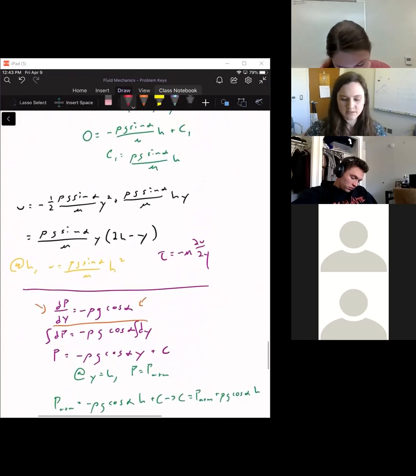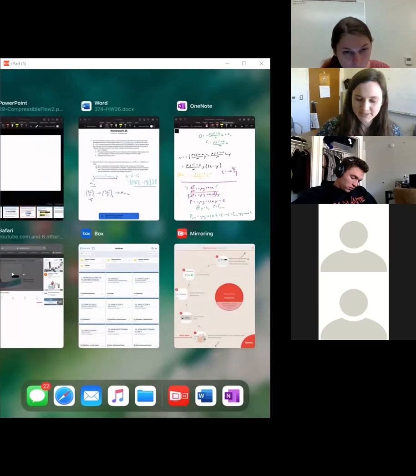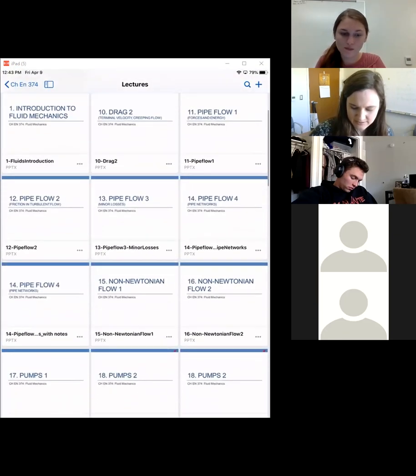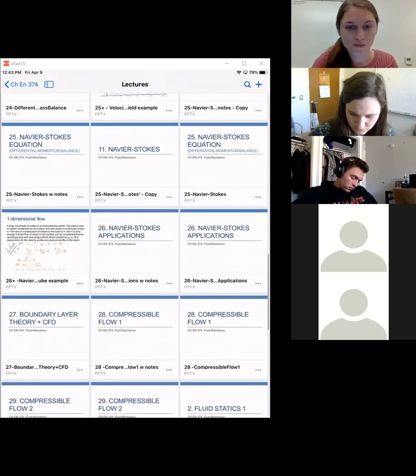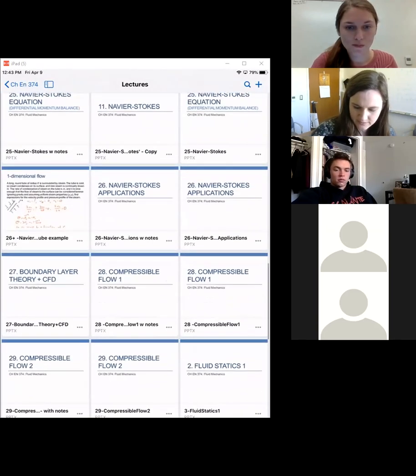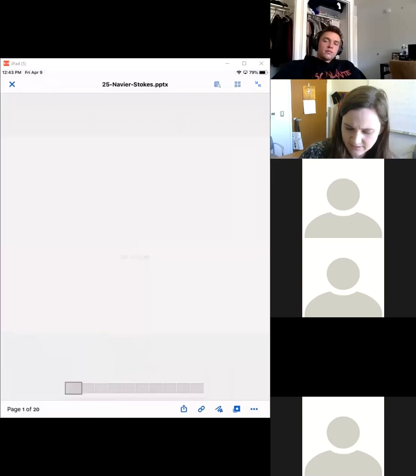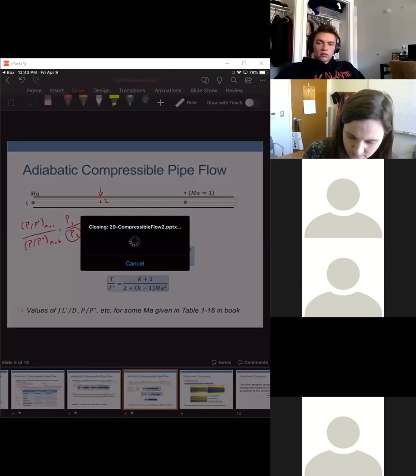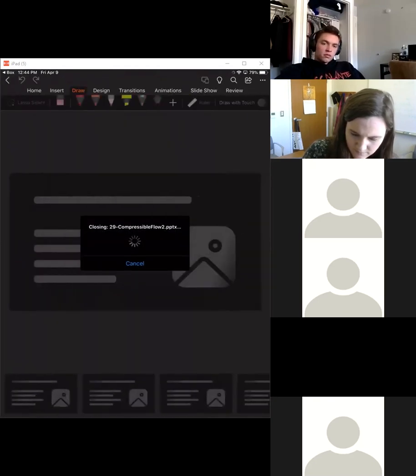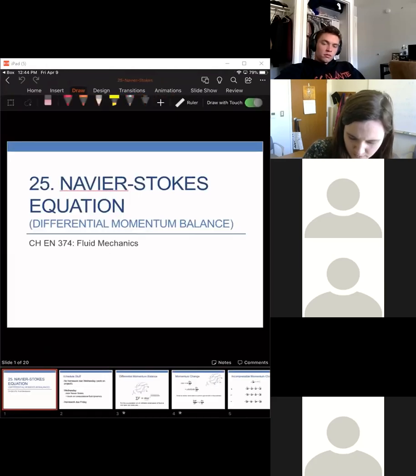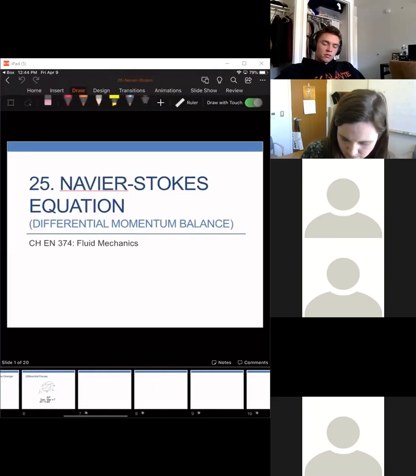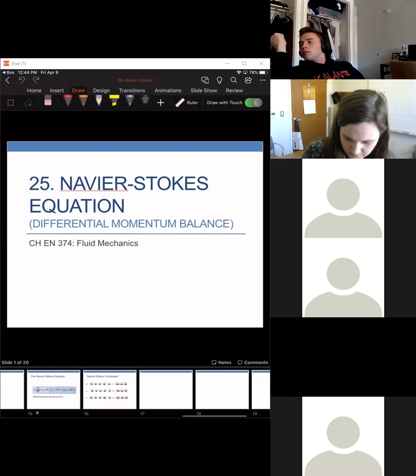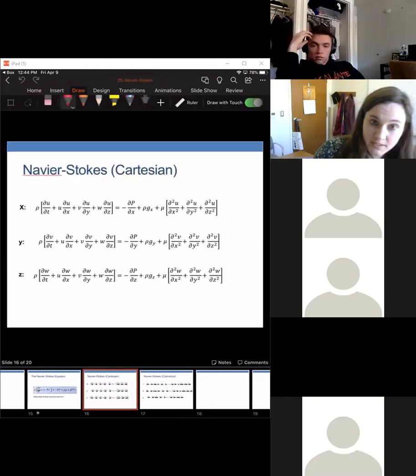You don't have to solve it all out, but would there be dp dx equals 0? But let me actually pull up the slide with the Navier-Stokes, because I skipped past all that simplification, and you need to actually see what happens. I want you to actually see what we cross out. So this is what it was.